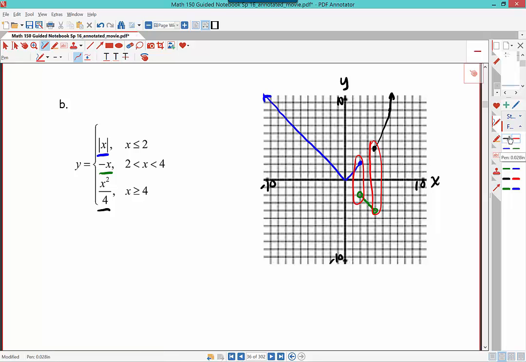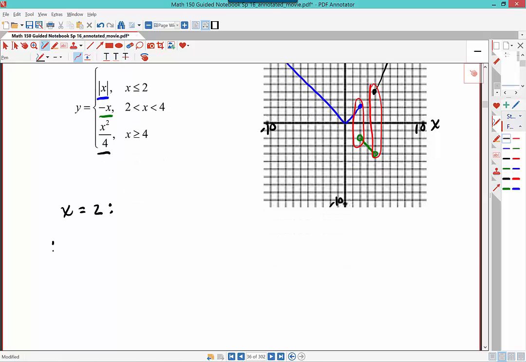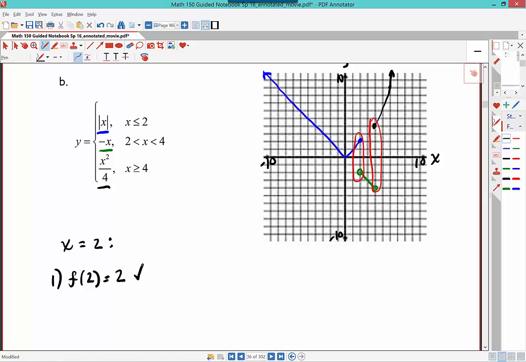Now, if you take a look using the 3 definitions of continuity at a point, right? So at x equal to 2, the first one says that our function has to exist. So f at 2 equals what? Good, 2. So that one worked out, didn't it? Now the second condition is that the limit has to exist. So the limit as x approaches 2 from the left of our function y is equal to what? Good, 2.